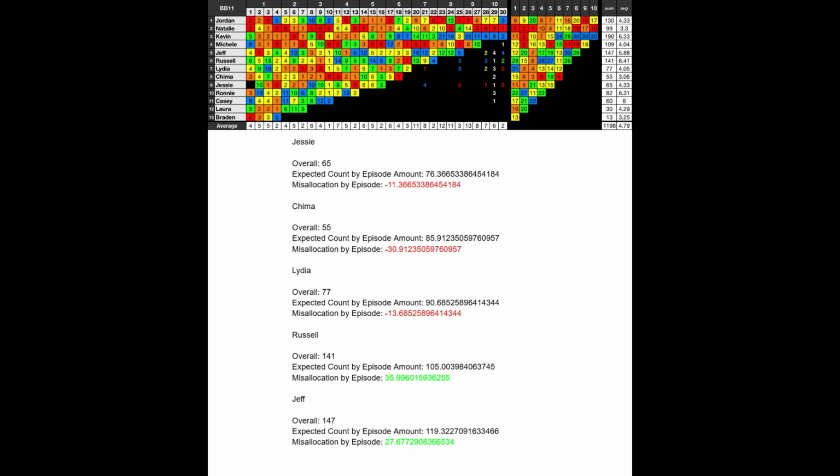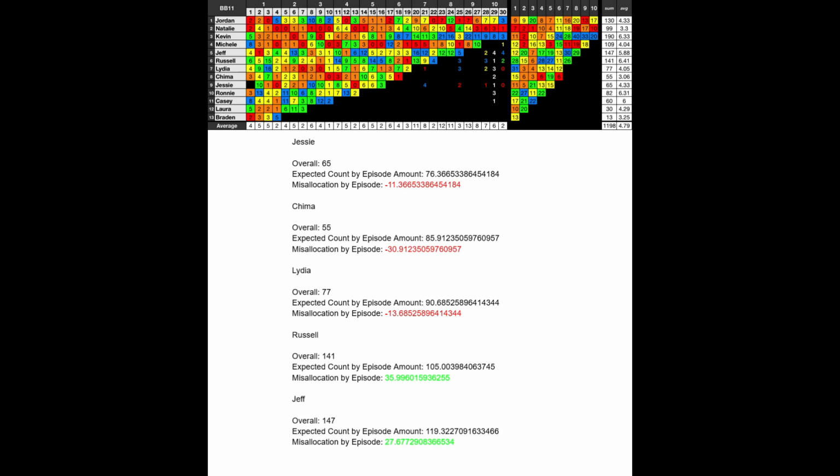Russell got 141 diary rooms, and his expected count by episode amount is 105 diary rooms. This causes him to have a 35.99 misallocation amount. And you can definitely tell that they enjoyed him because he's such a unique person and house guest, and there really isn't anyone like him. So they kind of threw him in there whenever they could.